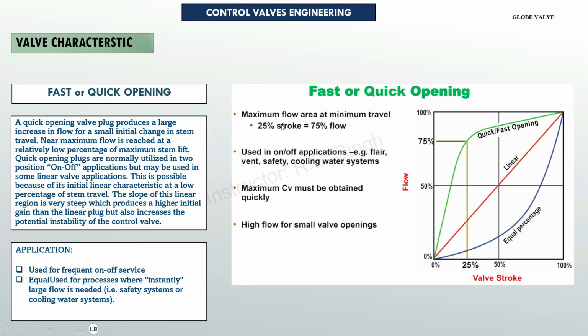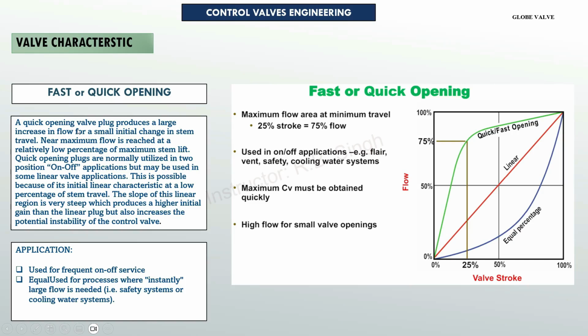So here we can understand by this method: maximum flow area at minimum travel is 25% stroke, which is equal to 75% of flow. It is used in on-off valve applications, for example flare vent, safety, and cooling water systems. The maximum Cv must be obtained quickly. High flow for small valve opening, that is what we are discussing here for quick and fast openings.